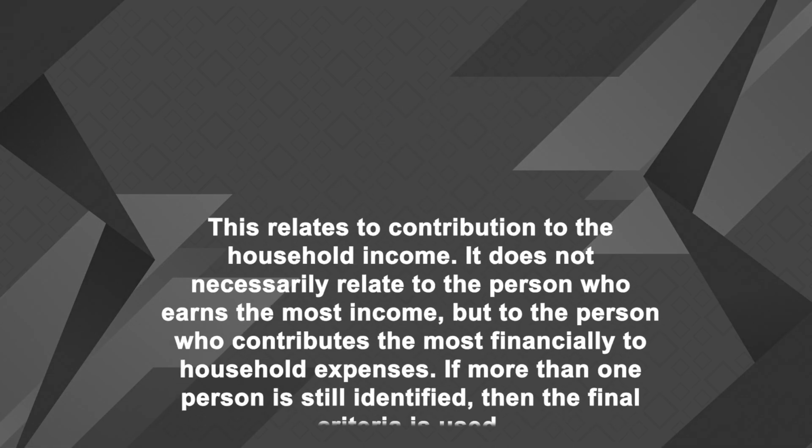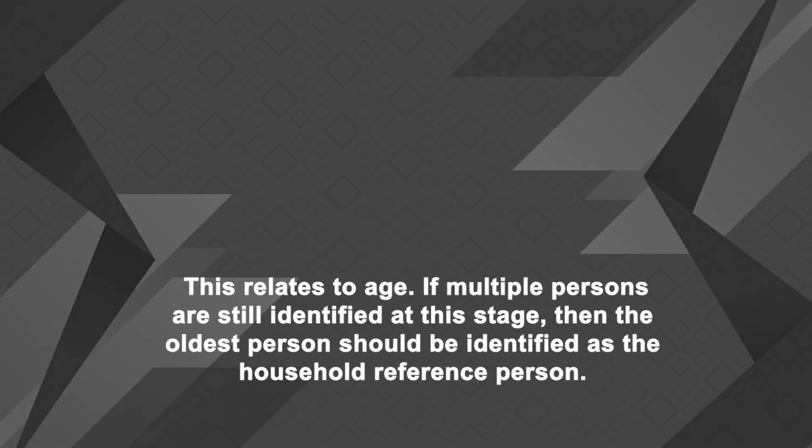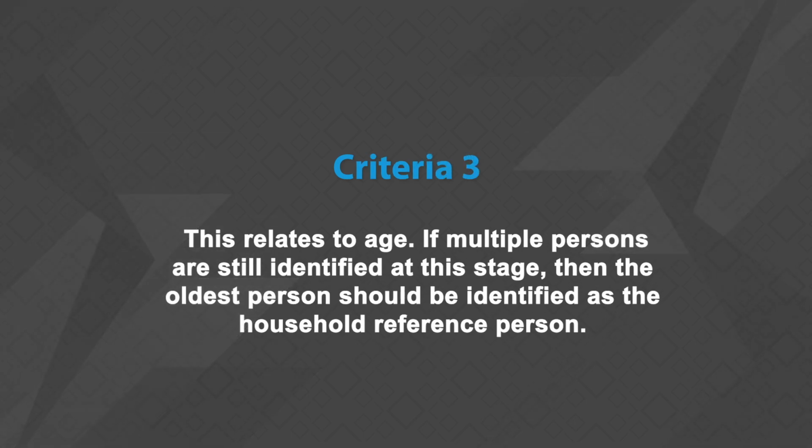The second criteria relates to the contribution to the household income. It does not necessarily relate to the person who earns the most income, but to the person who contributes the most financially to household expenses. If more than one person is still identified, then the third and final criteria is used. The third and final criteria in determining the household reference person is the age of the person. If multiple persons are still identified at this stage, then the oldest person should be identified as the household reference person.